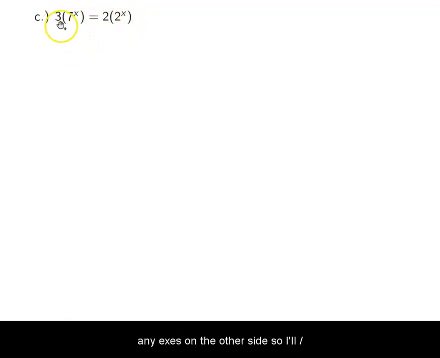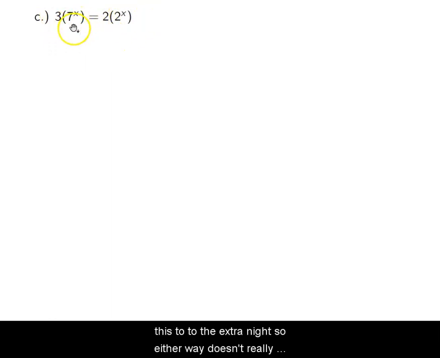So I'll divide by 2 and divide by 7, or the other way around, I can divide by 3 and then divide by this 2 to the x, right?